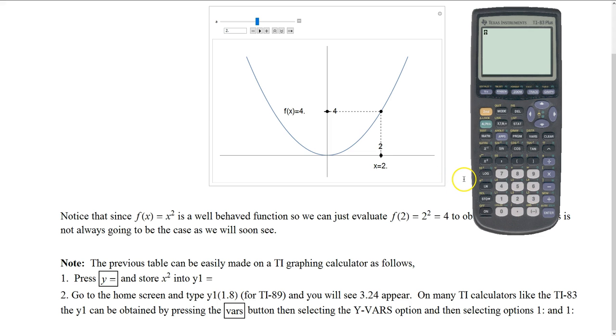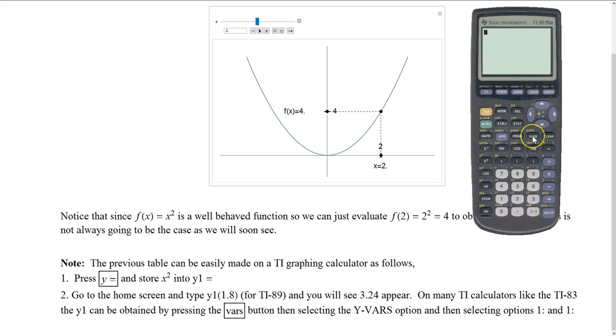On the TI-83 calculator, we can just store the function x squared into the calculator and then have the calculator evaluate it like this. So if we just press y equals, we'll store x squared into the y1 register of our calculator just by hitting x. That's the x button right there, and we'll square it. Then we can go back to the home screen, second, and we want the quit right there.